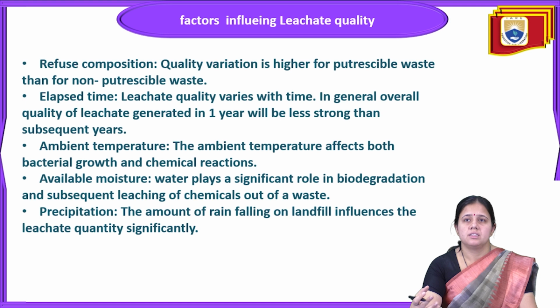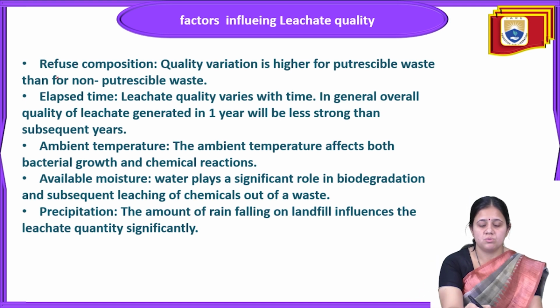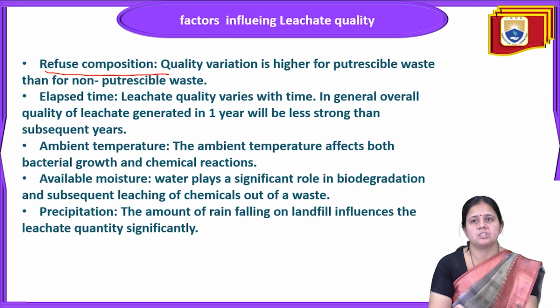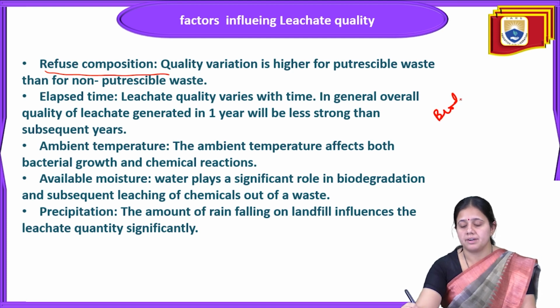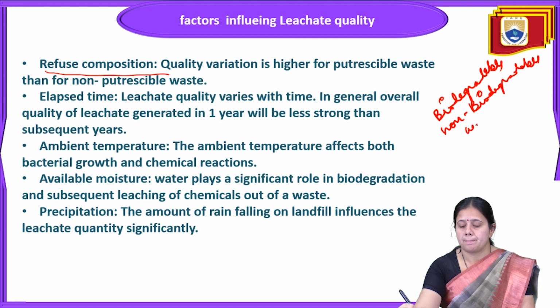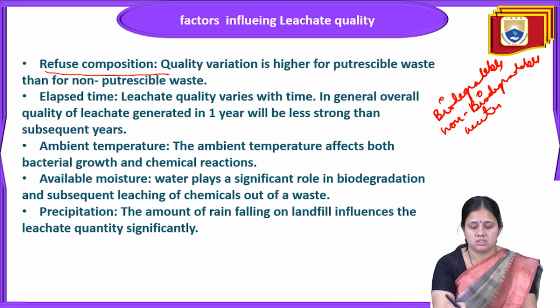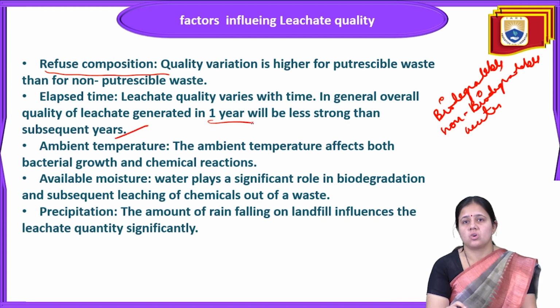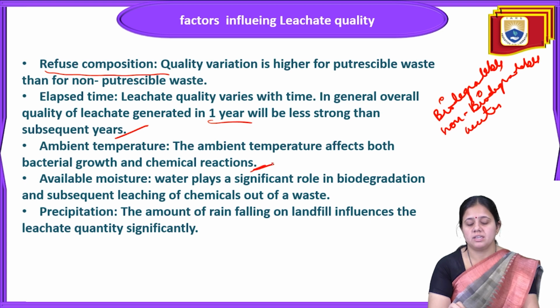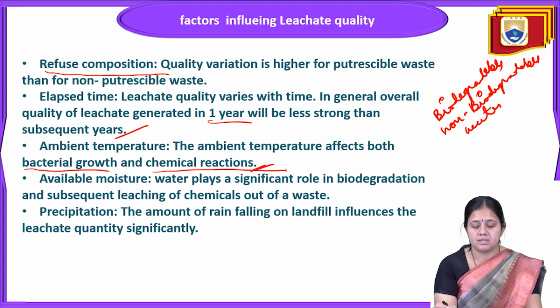So what are the important factors that affect the quality of leachate? First is the refuse composition. Means what is the composition, like the quality variation is higher for putrescible waste or for non-putrescible waste. Putrescible means biodegradable, or non-biodegradable waste. Elapsed time: leachate quality varies with time. In general, the quality of leachate generated in the first year will be less strong than in the subsequent years. Ambient temperature: the ambient temperature affects both bacterial growth and chemical reactions.